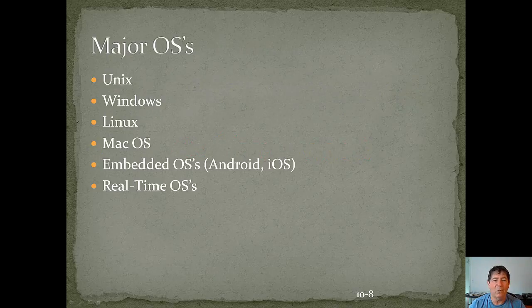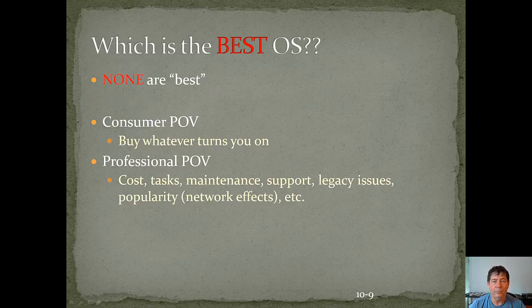So today we see a number of OSs in existence. Unix, of course, Windows, Linux, embedded operating systems such as Android and iOS, and then there are real-time operating systems. So which is the best OS? Well, that depends. None are best. From a consumer point of view, buy whatever you like. A lot of people like Macs, most people prefer Windows. From a professional point of view, cost, task, maintenance, support, legacy issues, popularity, all of this plays into the equation.